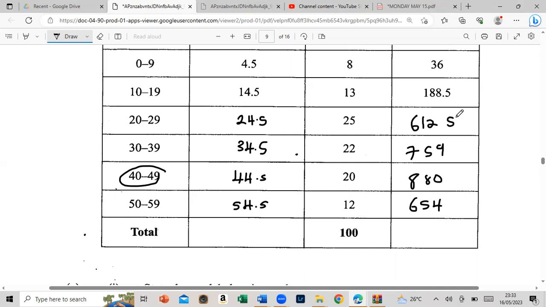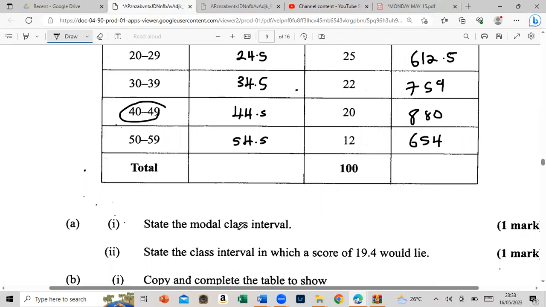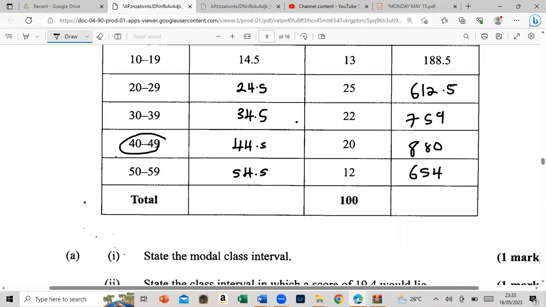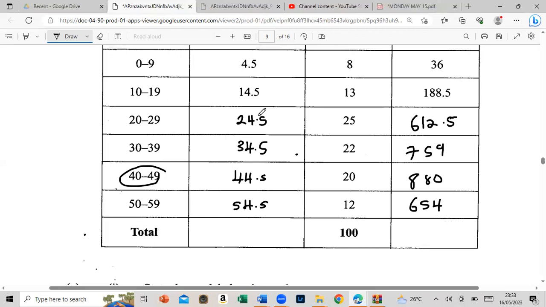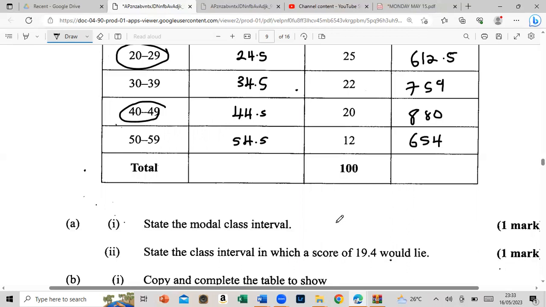Here we have it, we completed the table they asked us to complete. And this is: state the modal class interval. The modal class interval would be the one with the highest value, so the one with the highest frequency. We'll go up just to see. And that would be 20 to 29, since 25 is the highest number there.